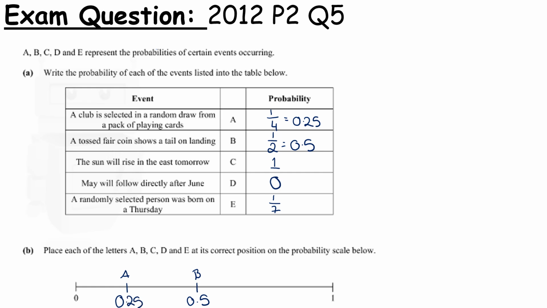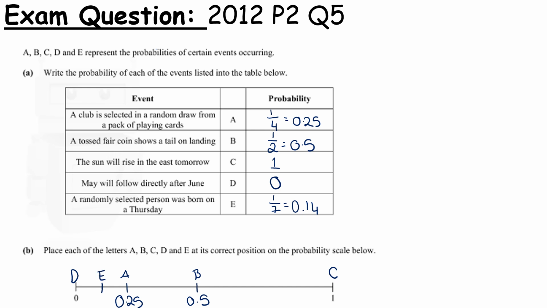0.25. The sun will rise in the east. That's there. It's certain. And May will follow June. Oh, so that's 0. Sorry, I meant to put a D here. So then we have one part left, which is about a randomly selected person born on a Thursday. It might make a little bit of sense for us to think of a 7th in terms of decimal, just for placement, and that is 0.14. So it's kind of about just over halfway there, and this will be E.